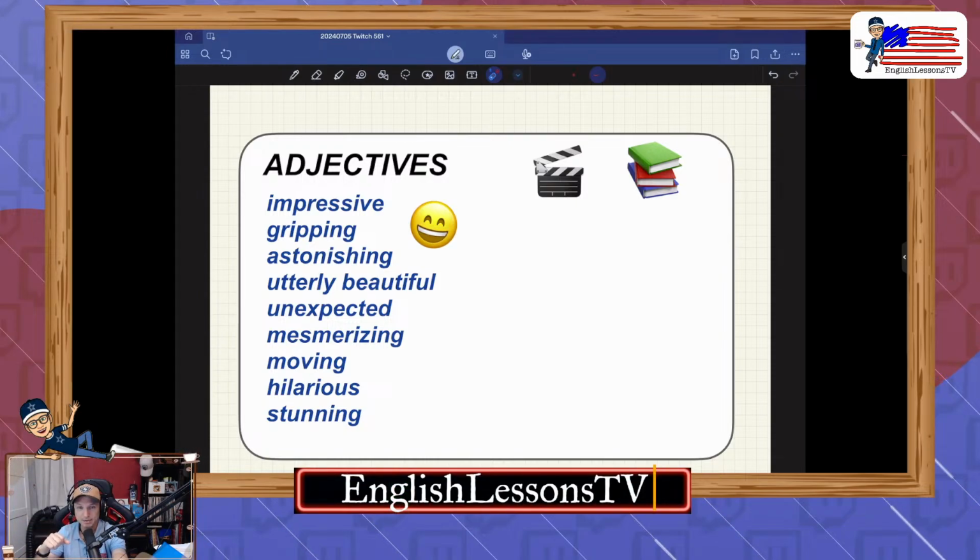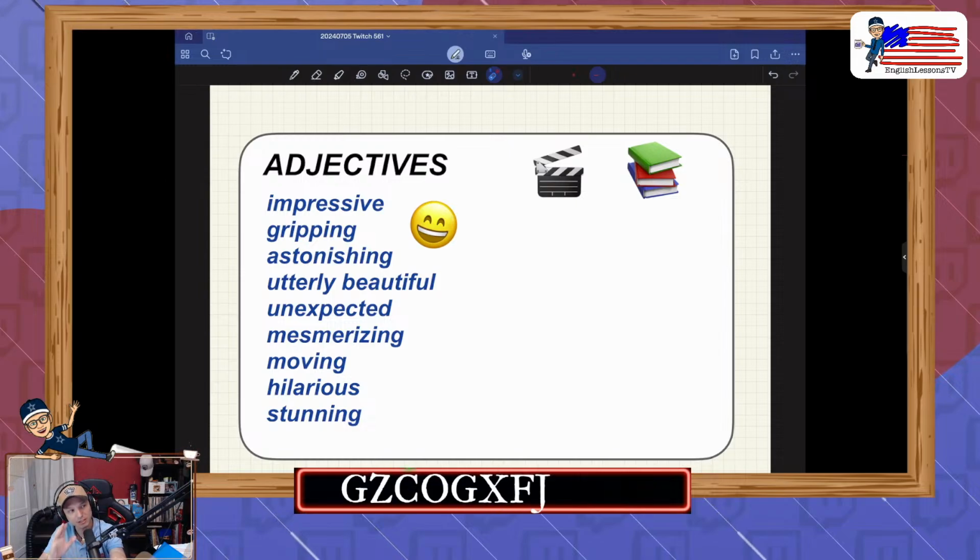Okay, moving means that it makes you cry, but in a positive way. Okay, it had a moving script. Okay, the performance was very moving, it made me cry. Okay, then something can be very funny or hilarious, and the views can be stunning, which means very beautiful. Okay, then you can also use some criticism.